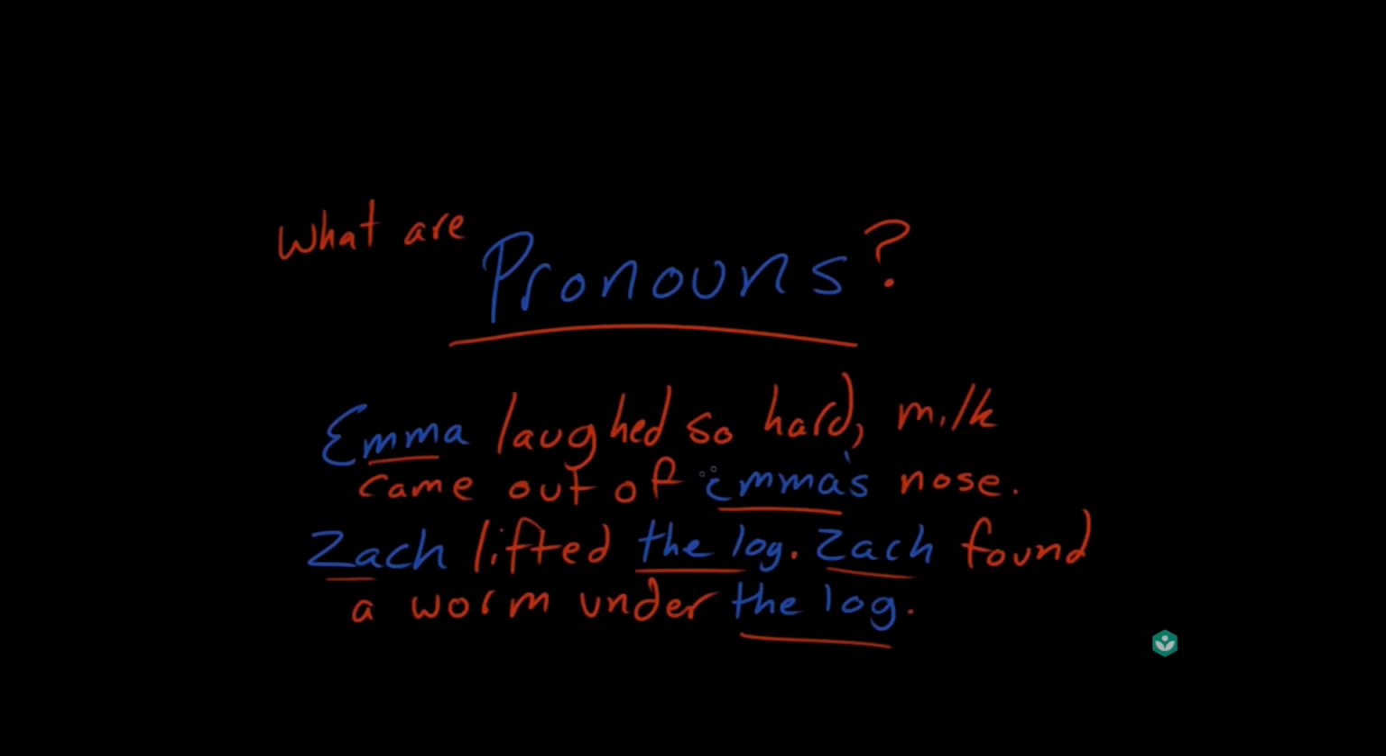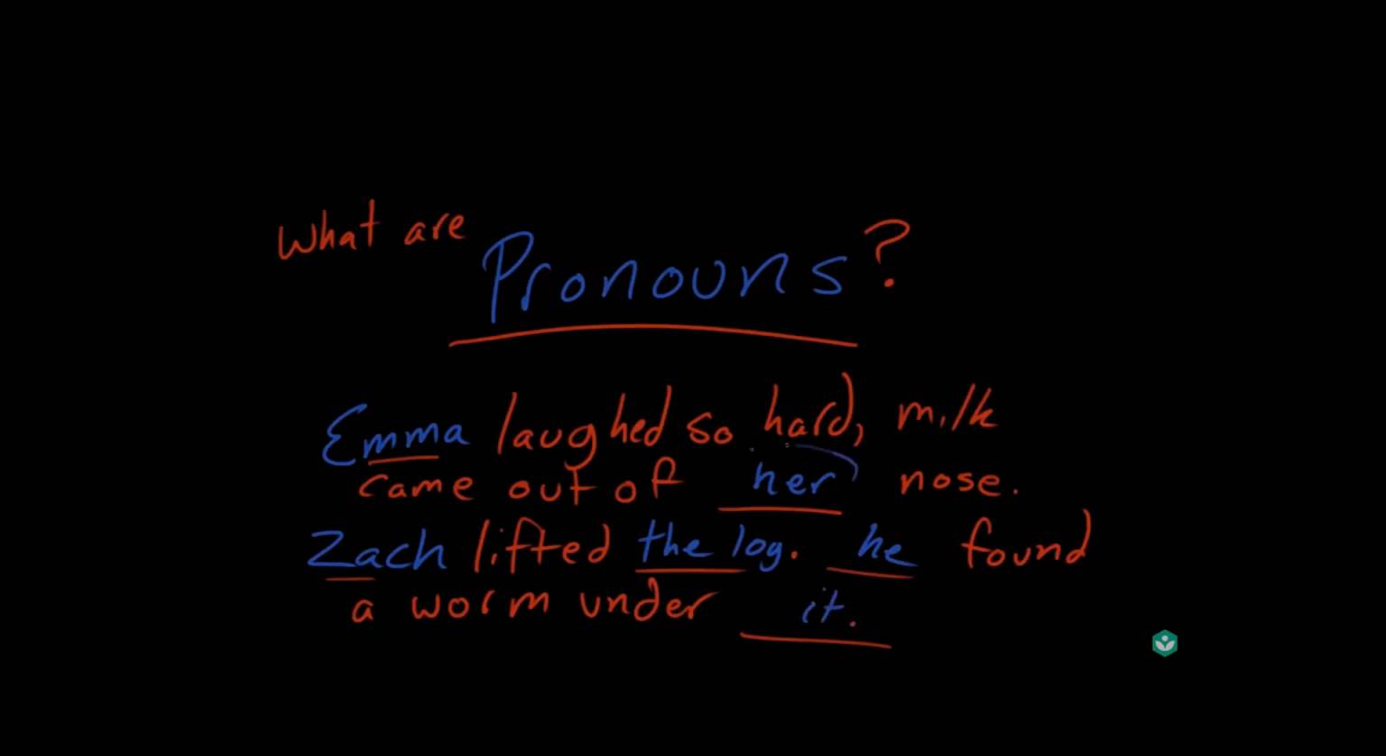So what a pronoun does is it allows you to take out the unnecessary noun when we're very certain we know what we're talking about. So you don't have to say Emma a million times. You can replace Emma with her. Same thing applies to the second two sentences. We don't have to keep on mentioning Zach and the log when we know what we're talking about. So the first sentence will still read Zach lifted the log, but then in the second sentence, we can replace the name Zach, since we already know who we're talking about, with the word he, and we can replace this little phrase, the log, with it, since we know we're talking about the log.